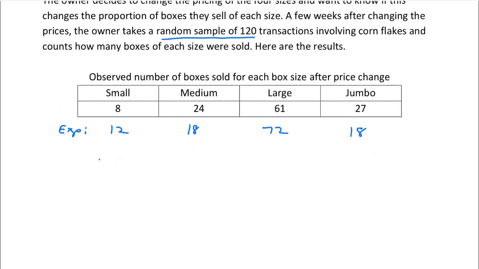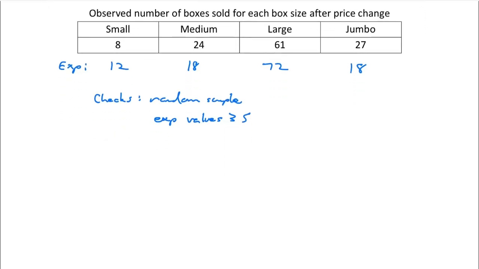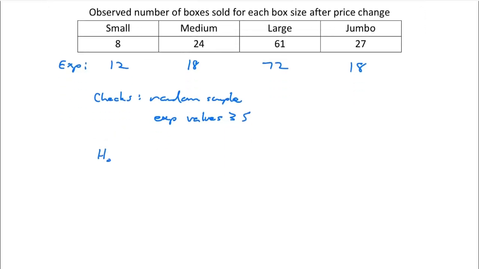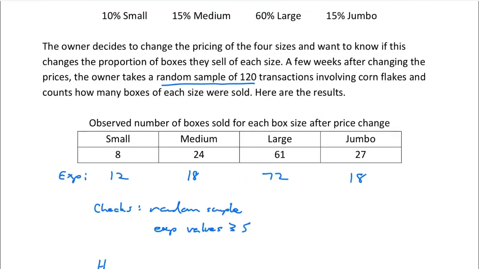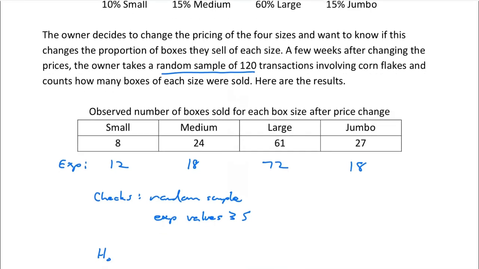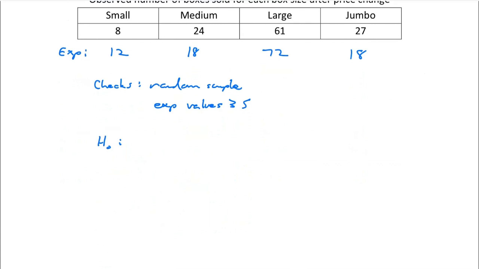Obviously, then as we go through our checks now, as we get into the actual process, we do have a random sample. And we can clearly see that all of our expected values are greater than or equal to 5. So we're good there as well. All right, we have our null. Our null then, in this case, again, he changes the price, wants to know, did the price change the sales of his cereal by size? So our null would be that it didn't change, right? That the distribution of box sizes sold did not change.